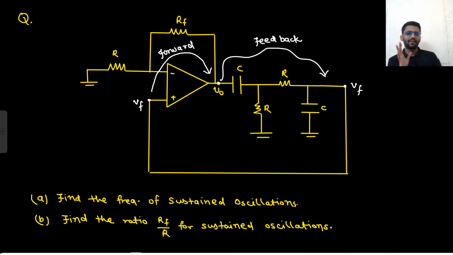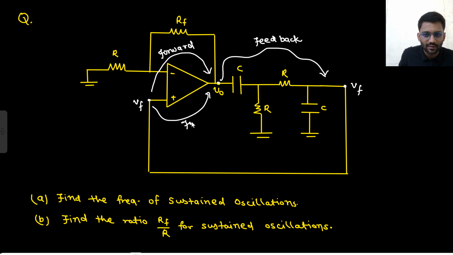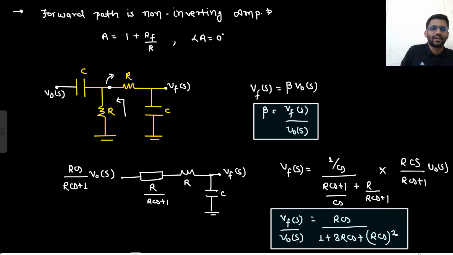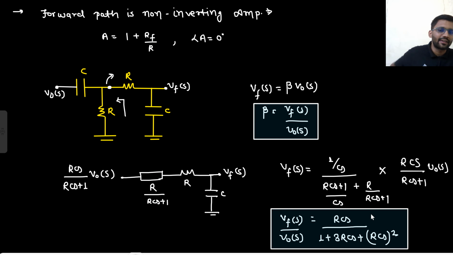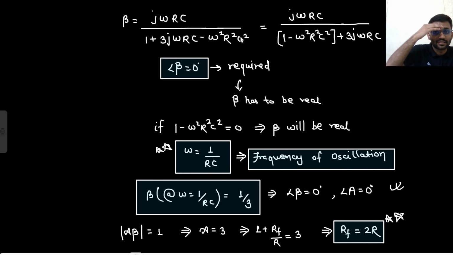How did we solve it? We have a forward gain. The forward gain was from here to here, this was the forward path. So the gain was 1 plus RF by R, and angle was 0 degree. Now from here to here, this was the feedback path. In the feedback path, we need to check how much phase shift is there, how much gain is there, everything we need to check. Then we got to know our feedback factor beta. By some network analysis, we got to know our feedback factor beta, that was this one.